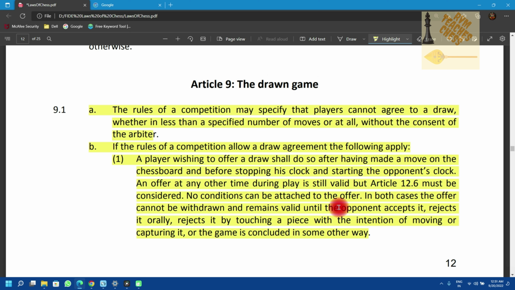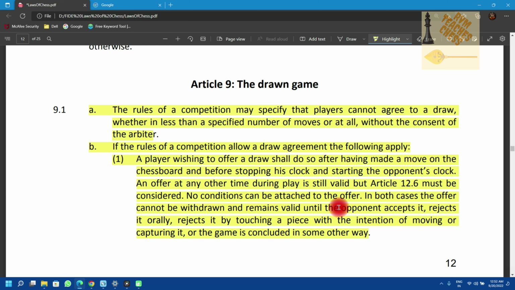The drawn game. The rules of a competition may specify that players cannot agree to a draw, whether in less than a specified number of moves or at all, without the consent of the arbiter. So here in very high level tournaments, about 2700 rating level tournaments, they have this rule where the organizers say that you cannot agree to a draw offer within the first 30 moves. But if the arbiter, you can make a claim, it's an exception given.